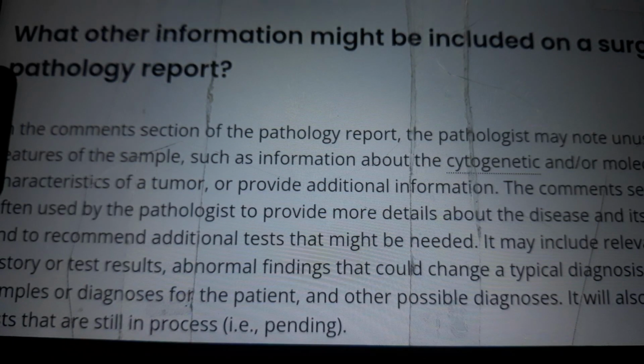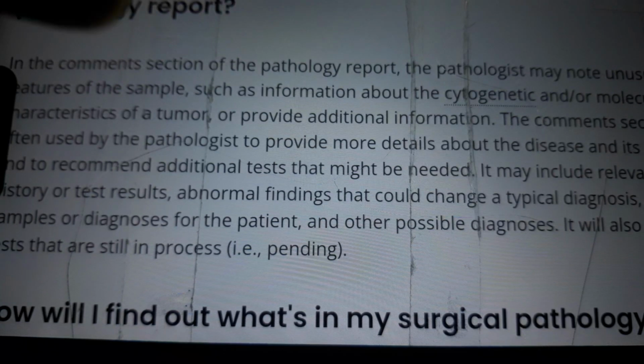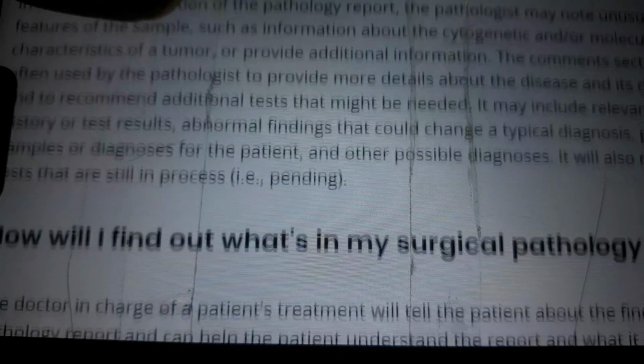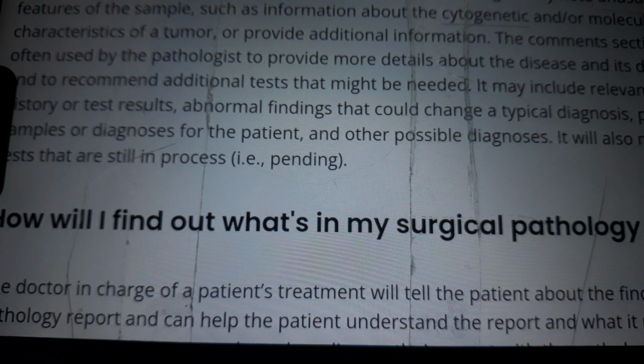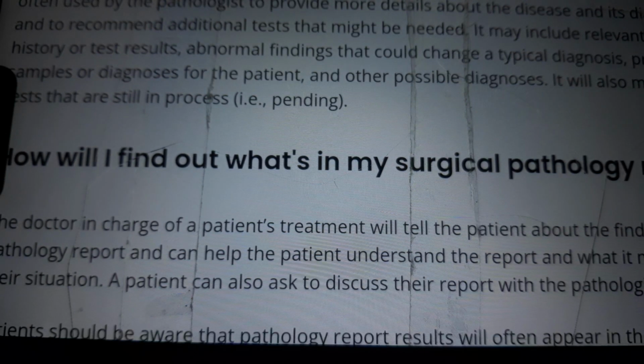What other information might be included on a surgical pathology report? In the comment section of the pathology report, the pathologist may note unusual features of the sample, such as information about the cytogenetic and/or molecular characteristics of a tumor, or provide additional information. The comment section is often used by pathologists to provide more details about the disease and its diagnosis and to recommend additional tests that might be needed.